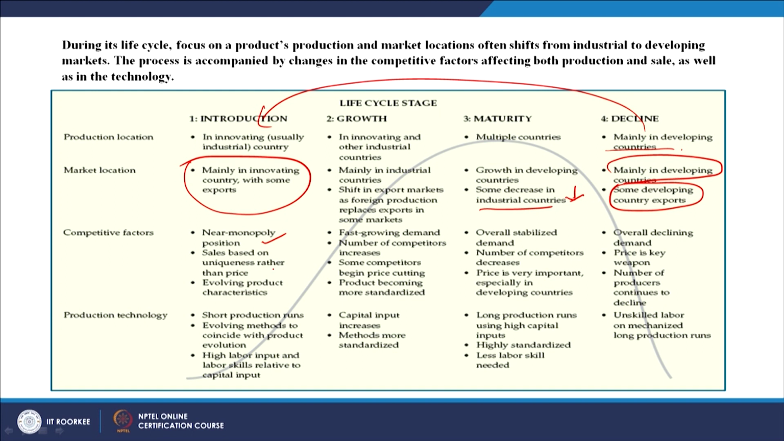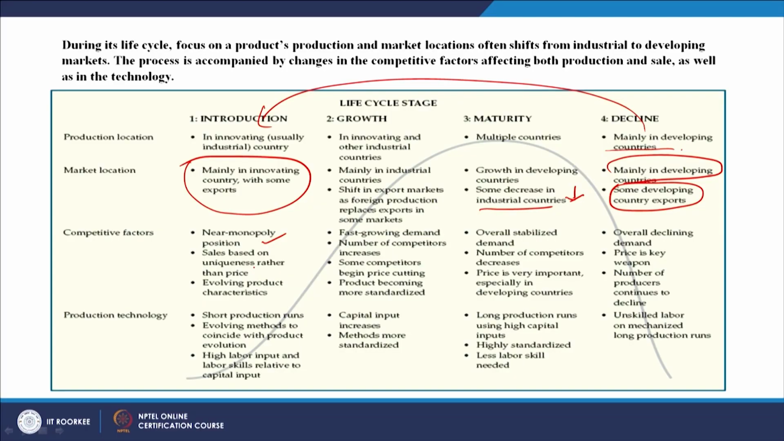Sales based on uniqueness rather than the price. So, price is not a factor during the introduction stage. It is the uniqueness of the product, how important the product is, how much demand the product has created, right, and new characteristics that are evolving in the product, that is the introduction stage.